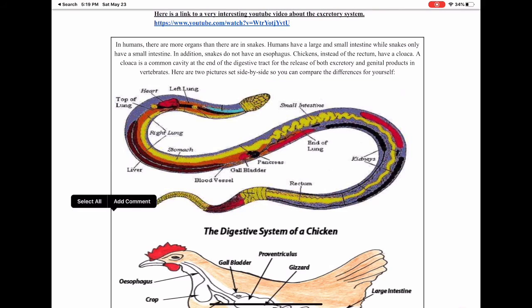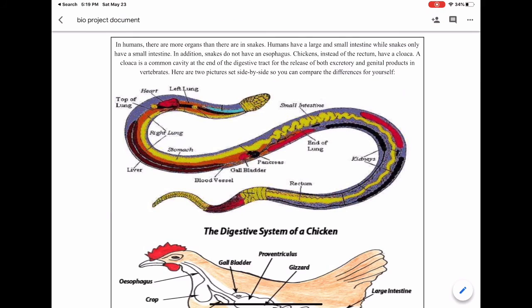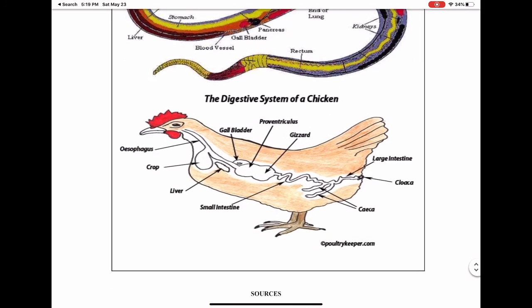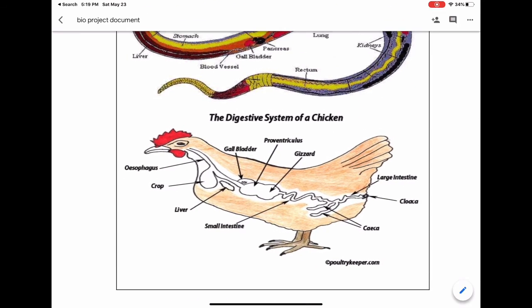Then, as you can see inside of the chicken, it is a bigger organism compared to a snake, and it does have a large intestine and a small intestine. And just like a human, the large intestine has three primary functions: absorbing water and electrolytes, producing and absorbing vitamins, and forming and propelling feces towards the rectum for elimination.